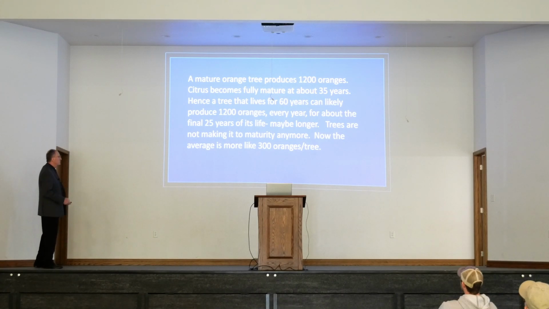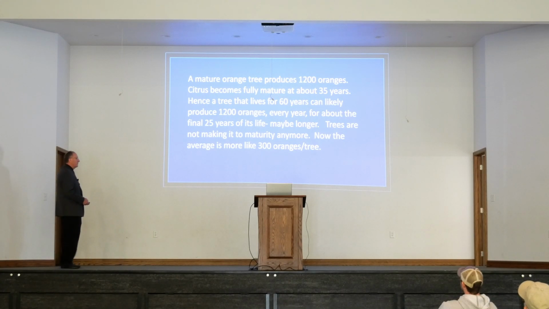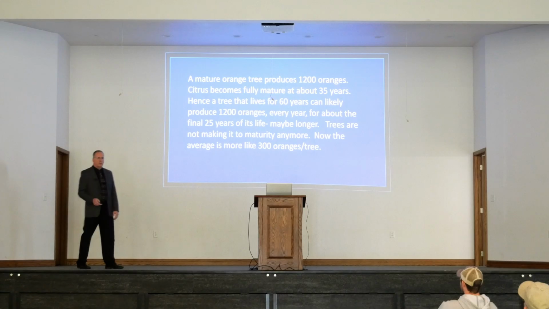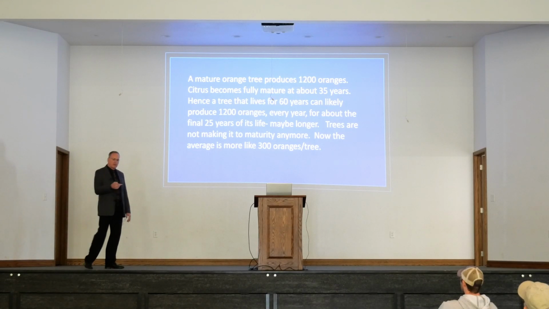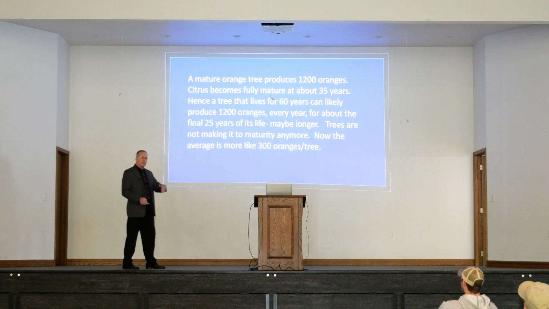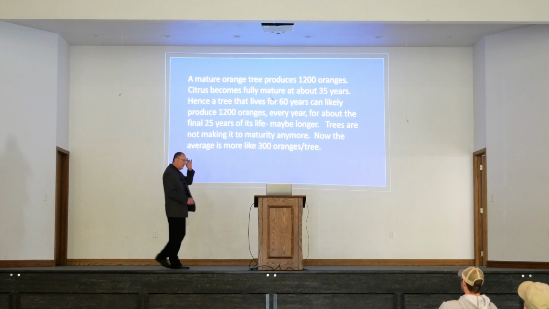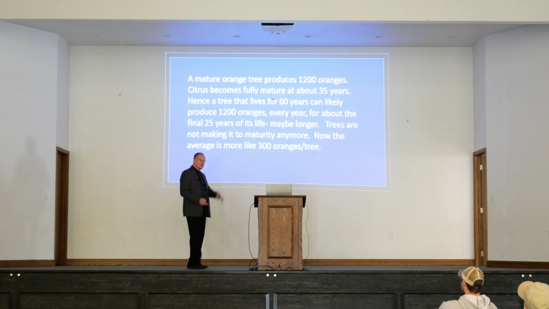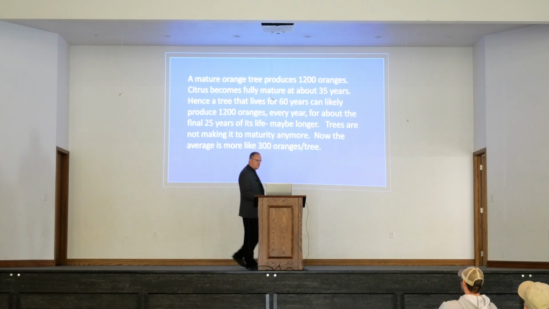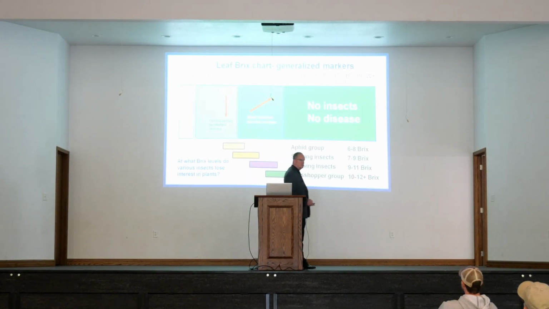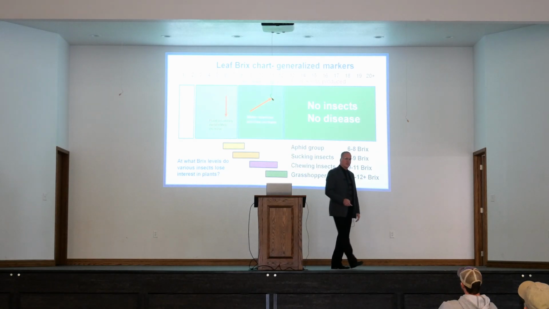Trees are not making it to maturity anymore. Now the average is about 300 oranges per tree. Big drop. It's about 25%. That's about all they can handle. And with some of the trees that are looking right now, I believe that we're closer to the 250 oranges per tree right now. So it's ugly. It's ugly. So that's the situation that we are in.